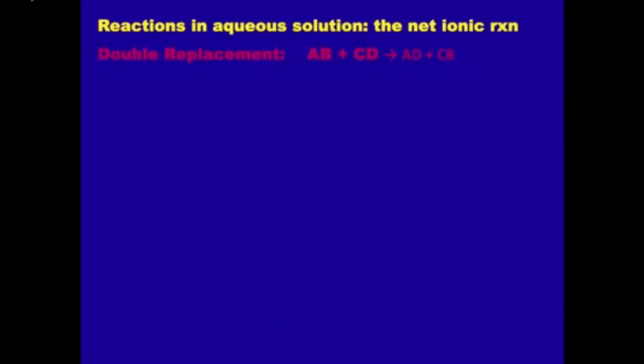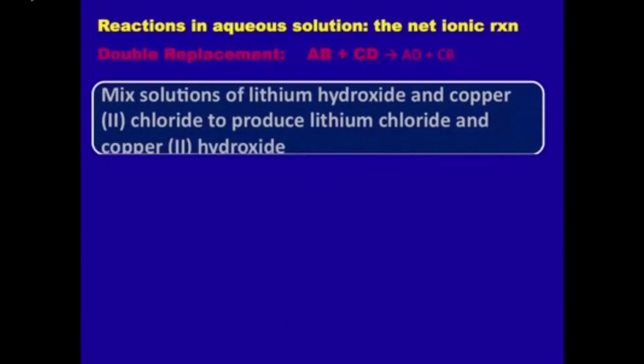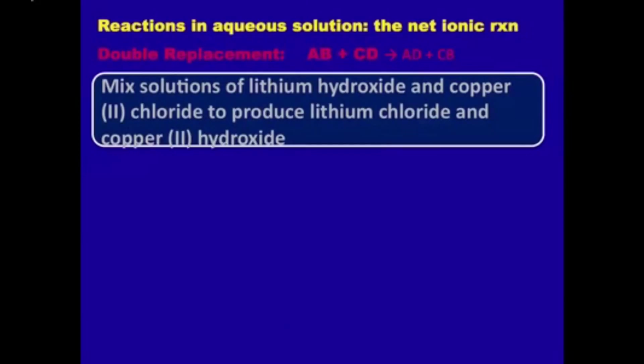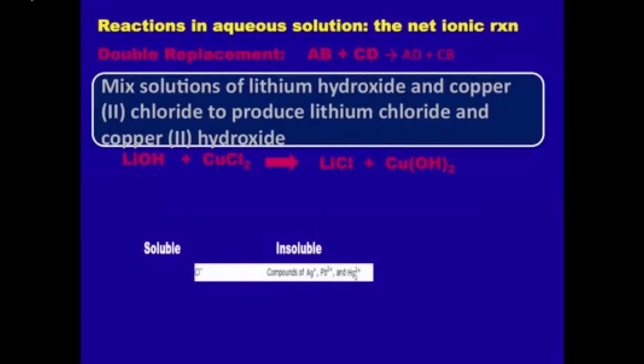Now we're going to look at precipitation reactions, and these are double replacement reactions, which we haven't talked about much, but basically the positives switch places, or you could say the negatives switch places. So let's do a practice problem, and you'll see what I mean. We mix solutions of lithium hydroxide and copper 2 chloride to produce lithium chloride and copper 2 hydroxide. The first thing I have to do is write my formulas, and I want to make sure they've been balanced out, to do my crossover and everything. I'm not going to worry about balancing the actual equation right now, though.